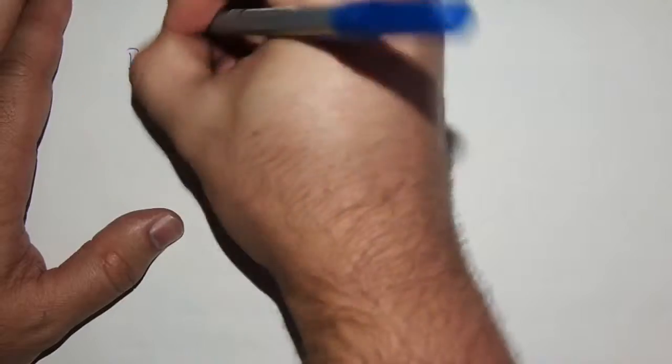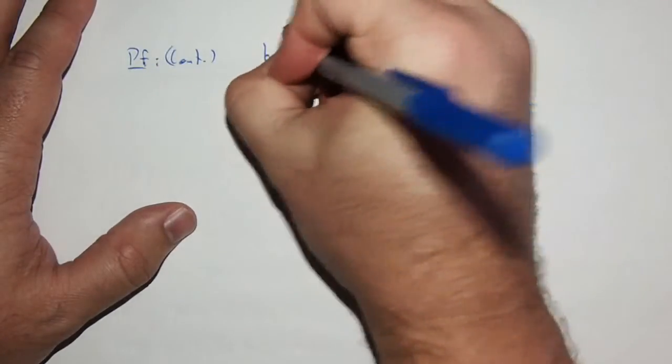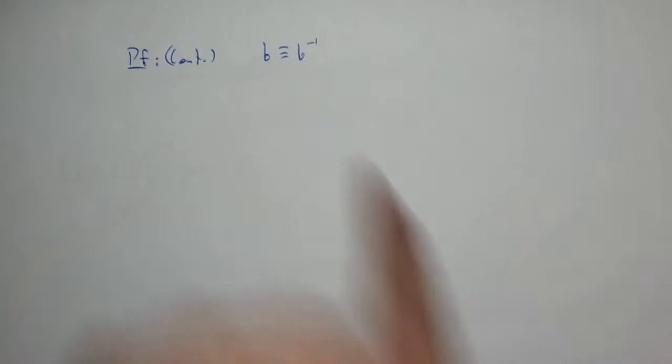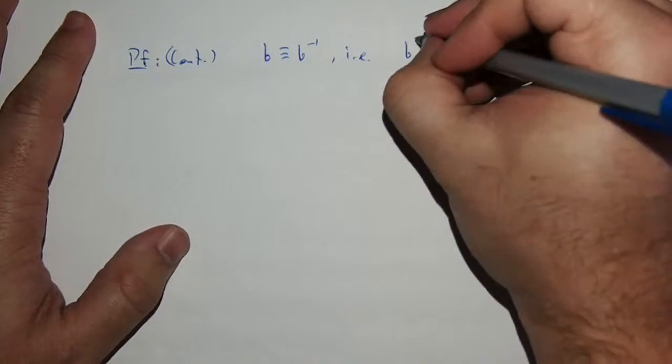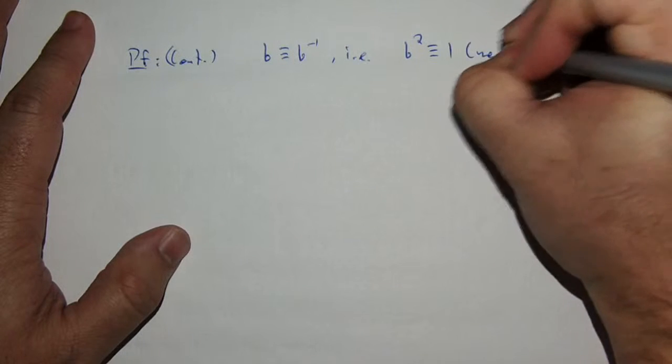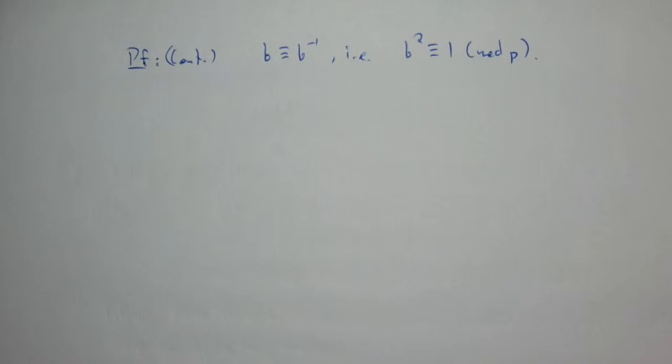Well, the proof continued. This happening means that b and b inverse are congruent, i.e., b squared is congruent to 1 mod p. We have solved this congruence for b before, though, right? This was actually a corollary of our solving linear congruences fact, forever ago, back in chapter 6.